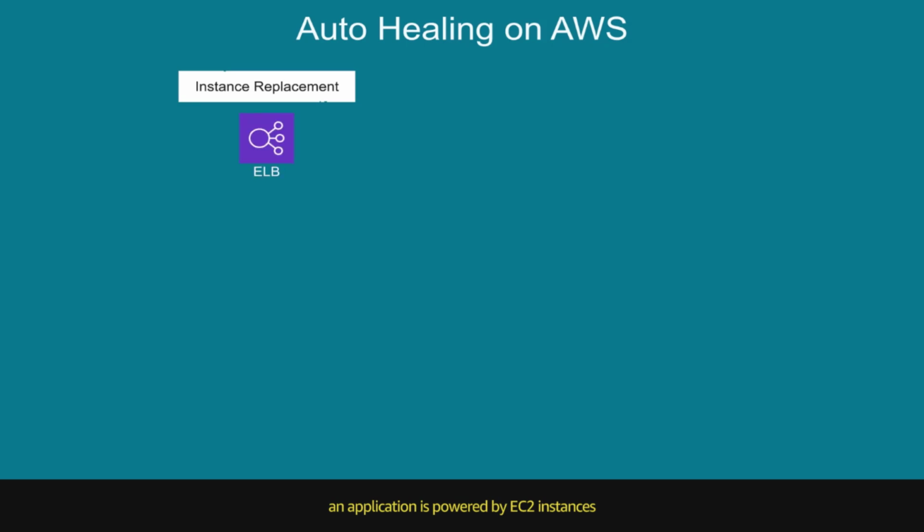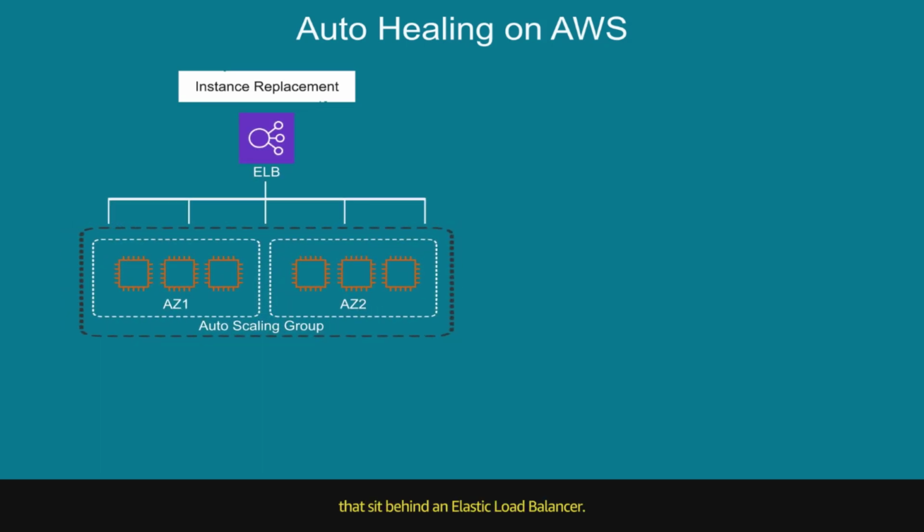Let's review how AWS Auto-Scaling can automatically heal applications. In this example, an application is powered by EC2 instances that sit behind an elastic load balancer. The auto-scaling group is configured to have an optimal capacity of 6 instances, spread across 2 availability zones.